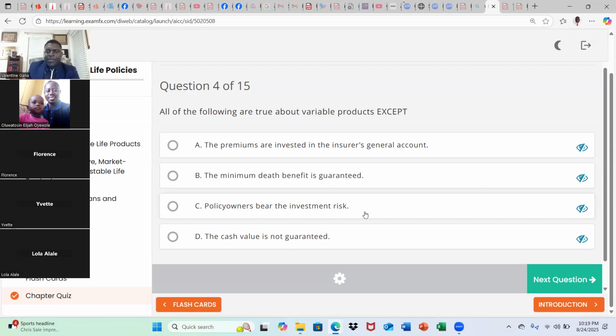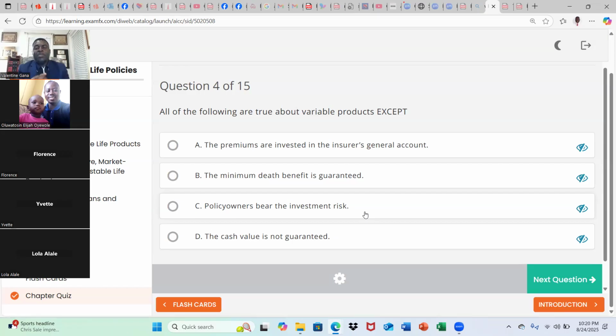I think it should be the answer. Pardon? The premiums are invested in the insurer's general account. In our lectures, where do we say the premiums are invested? Because it's variable, the premiums are invested in the separate account, not the general account. So that is the except. But let's look at B.